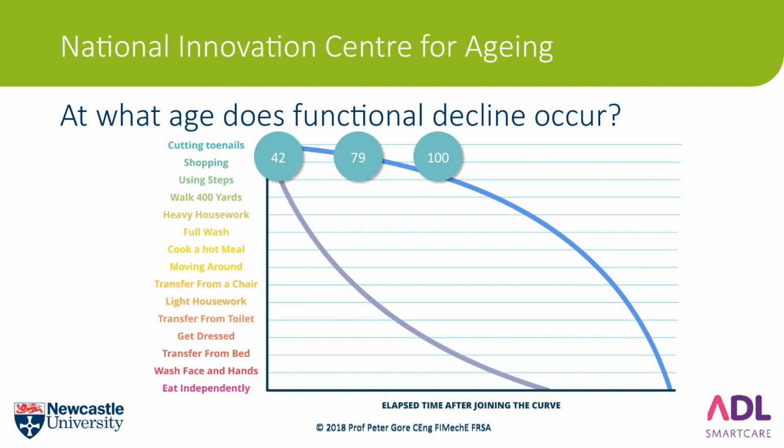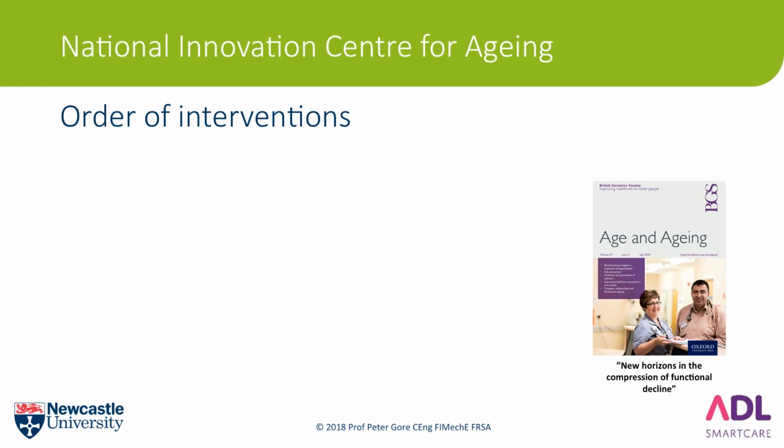What could it be down the bottom? Well, it could be 80, but obviously it's not for a 100-year-old who hasn't started yet. So age doesn't predict where you are on this, although it is true to say the older you are, the more likely you are to be further down. That is true. So let's look at order of interventions. There are 4 stages to this.